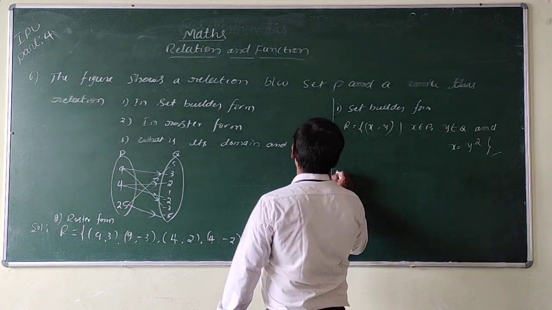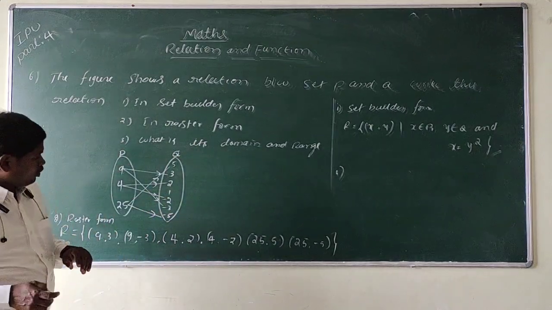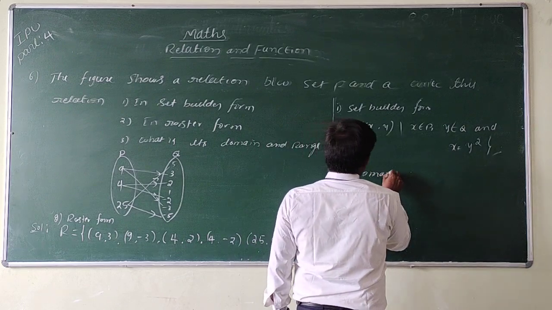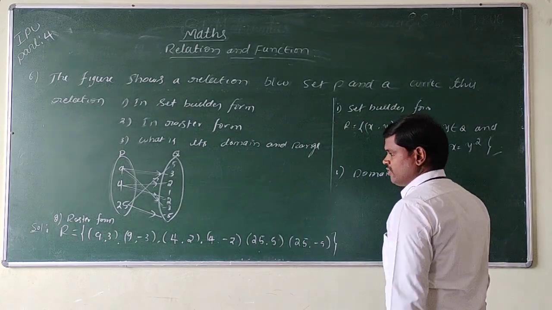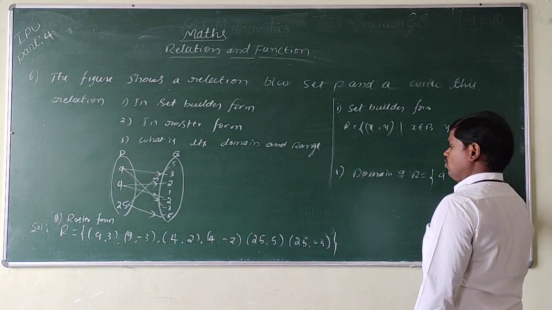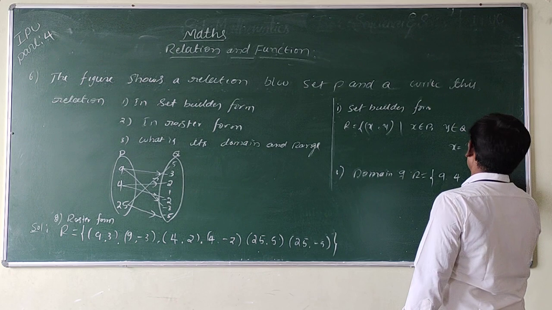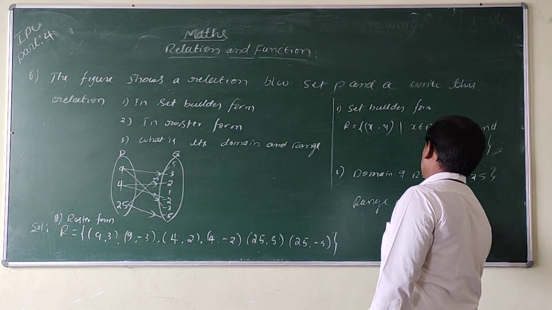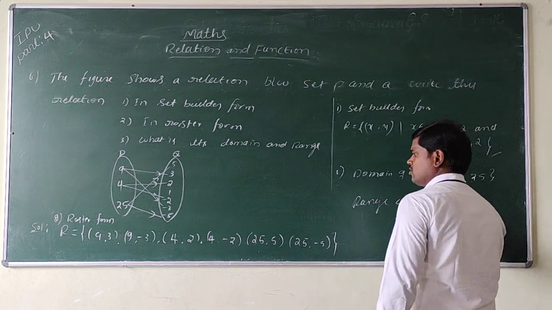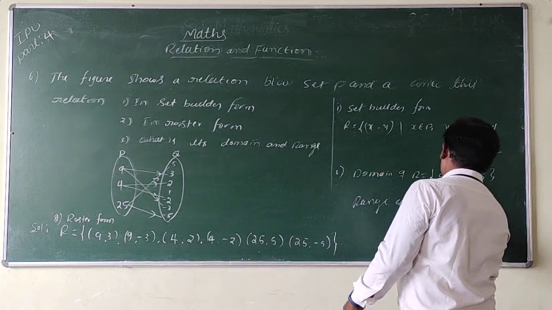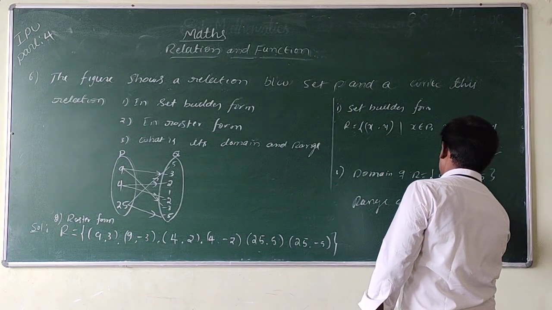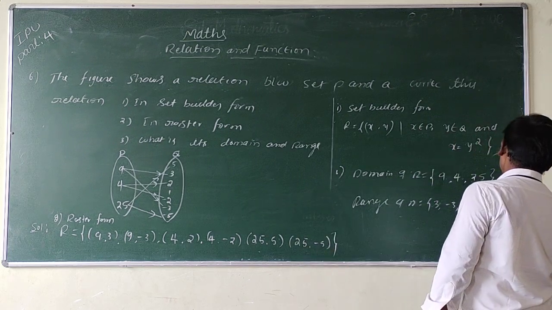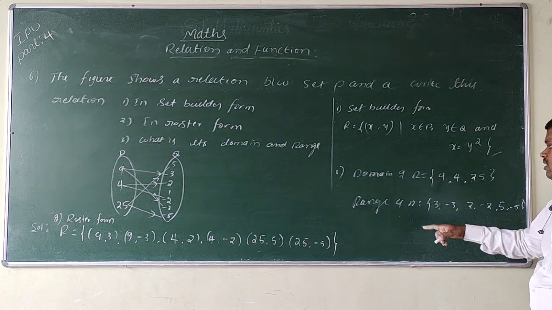Next, the third one: domain and range. Domain is the set of all first elements. So the domain of R is the set {9, 4, 25}. And the range of R is the set of all second elements in the relation: 3, -3, 2, -2, and 5, -5. So this is the range.